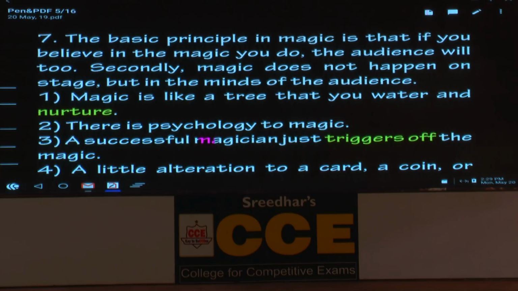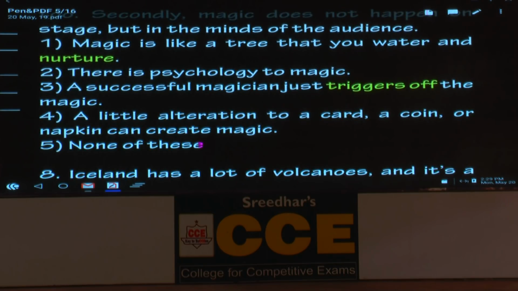Now, based on that, what is the first option here? Magic is like a tree that you water and nurture. Is it a related option? Mark it wrong. There is psychology to magic. Seems right, hold that one. A successful magician just triggers off the magic.